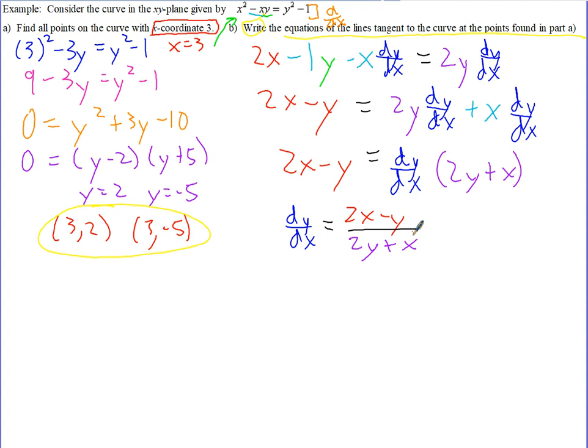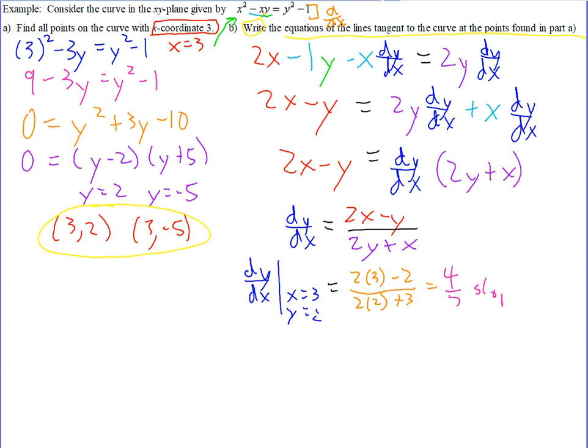All right, now let's go ahead and find our slope at each of these points. You can start with either one first. So let's say we start with 3, 2. Remember the way you write that? Put a vertical line when x equals 3, y equals 2. So you have 2 times y, which is 2, plus x, which is 3. Gives you 6 minus 2 is 4. 4 plus 3 is 7, so that's your slope.